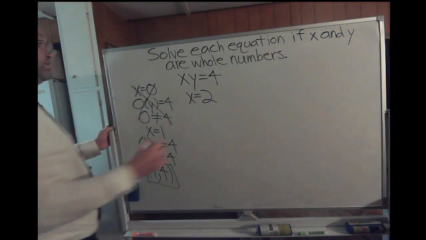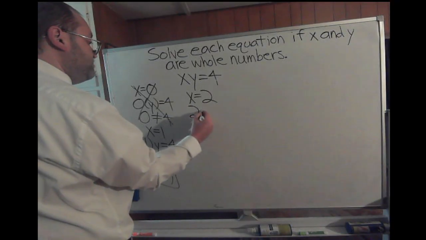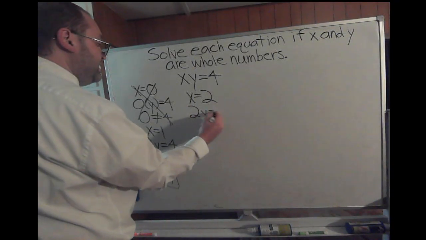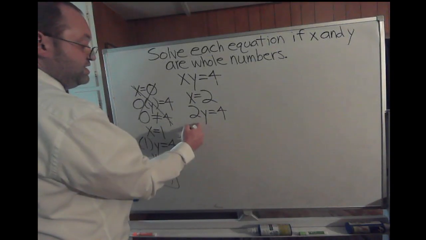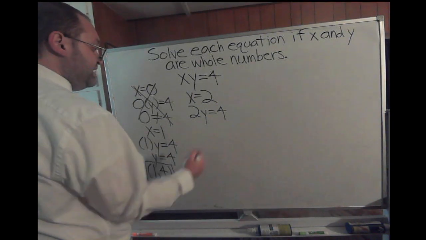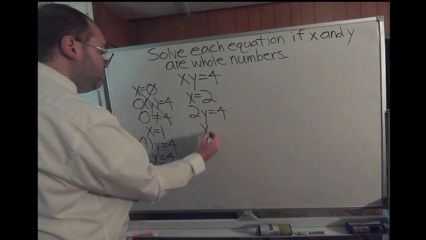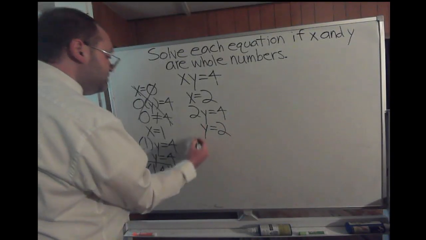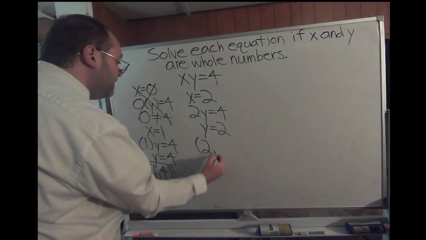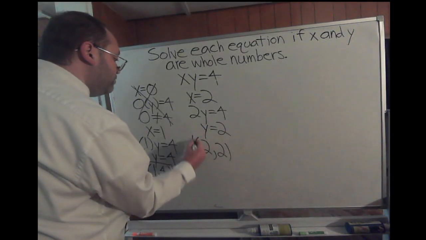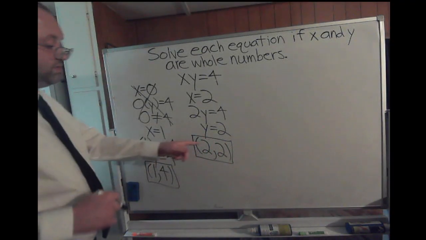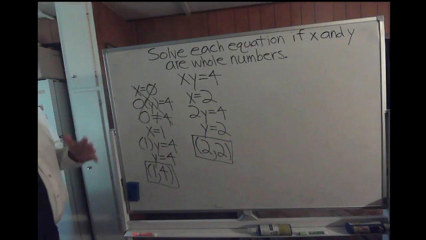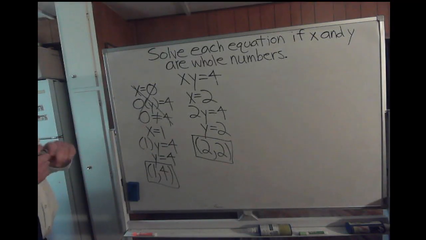So x is 2, you'll take 2 times your y, which would be 2y, set that equal to 4. You just want to solve for y, so divide both sides by 2. You get y equals 2. So when x equals 2, y equals 2, that's a viable ordered pair because they're both whole numbers. So the ordered pair 2, 2 is another one you can use.